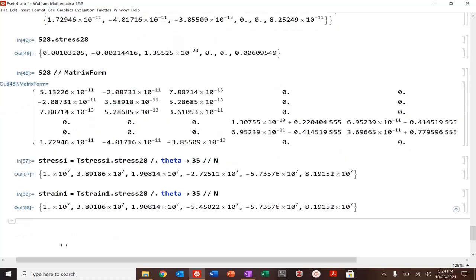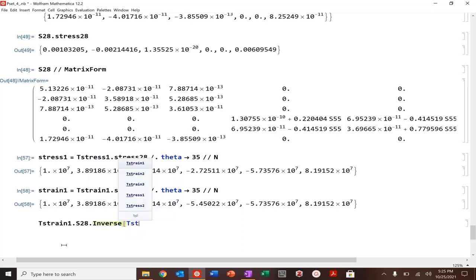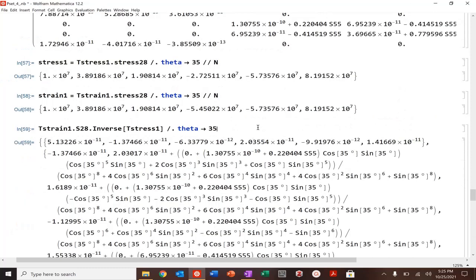I could do the same thing for, actually, here we go, let's do strain 1, T, and then I could also do my S28 or T1, T strain 1 dot S28, because that was my coordinate system there, dot with S dot inverse T stress 1 slash dot theta. So I could just do an arbitrary rotation to get to the values that I need to look at.